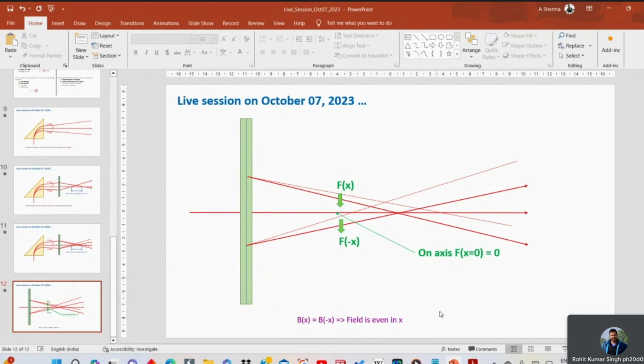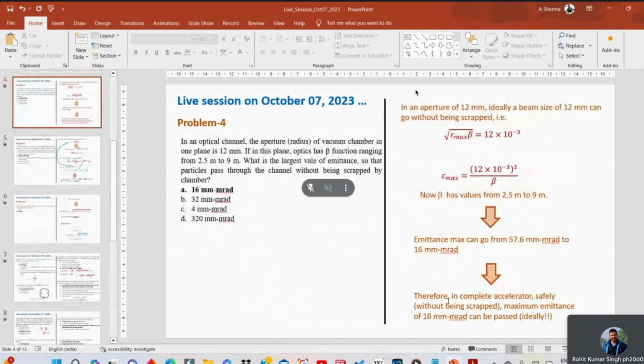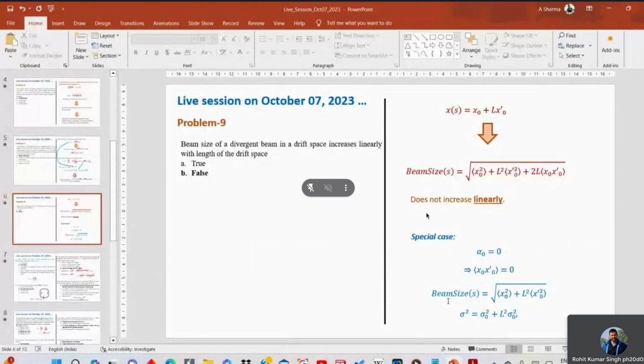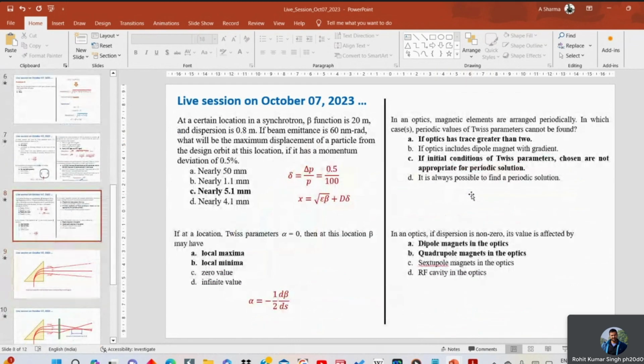Sir, yes sir, can you please go back to the... Which slide? The eighth question. At a certain location in the cyclotron, the beta function... Not this one. This one? Next. No, sir, next slide. Yeah, this one, sir. I think the answer is 1.1 meter, not 5.1 meter. If you numerically solve it, it will come to 1.1.